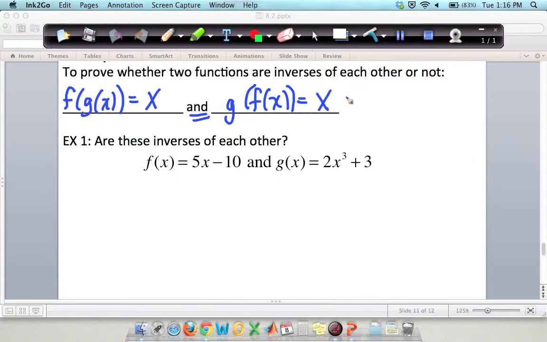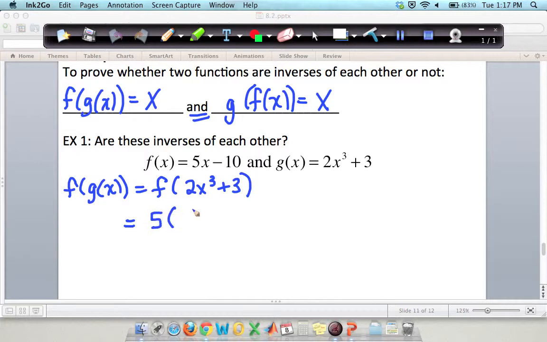Okay, so if I want to prove whether f of x equals 5x minus 10 and g of x equals 2x cubed plus 3 are inverses, I'm going to take the composition, and this is a good practice of composition of functions. So f of g of x, first thing I'm going to do is plug in g of x, which is 2x cubed plus 3. And now I'm going to go to the function f, and instead of an x, I'm going to plug in 2x cubed plus 3. So 5 times 2x cubed plus 3, then minus 10.